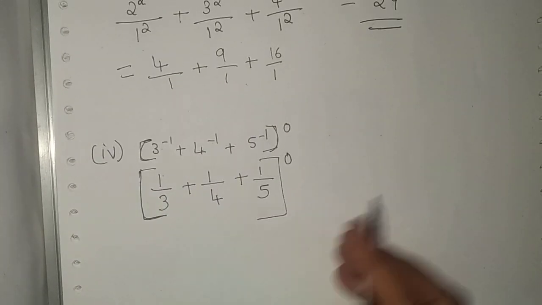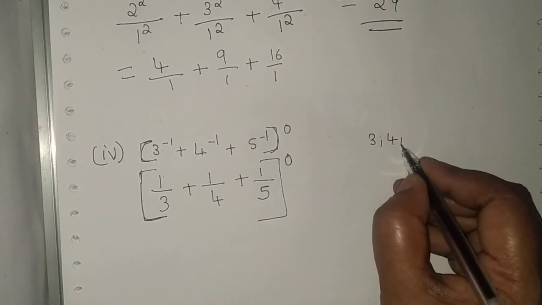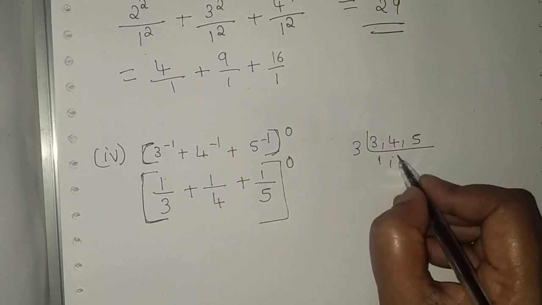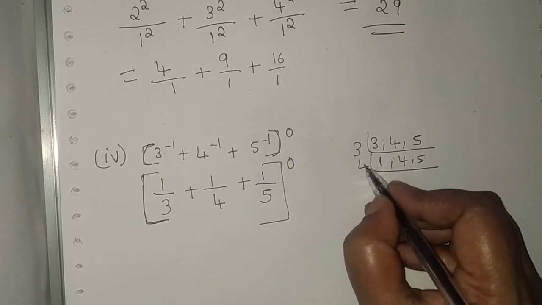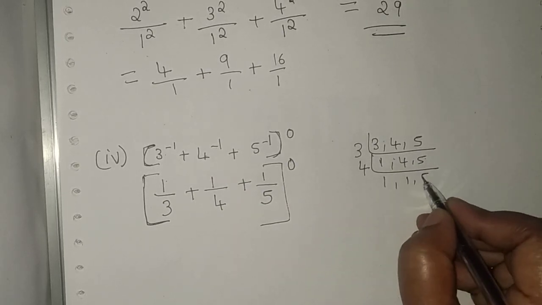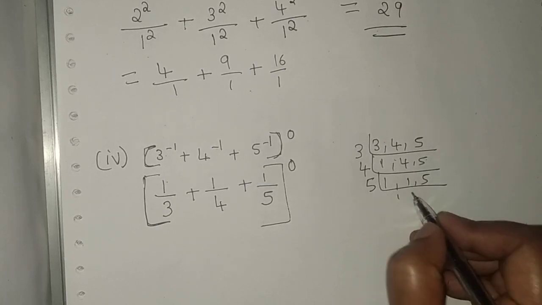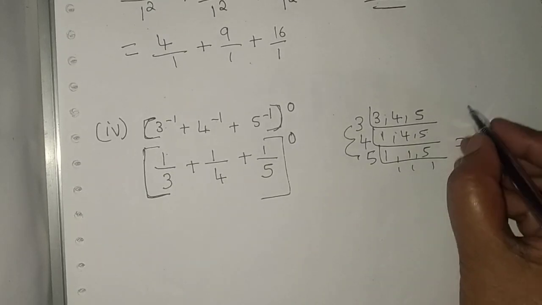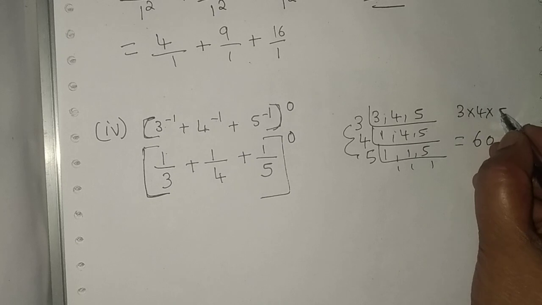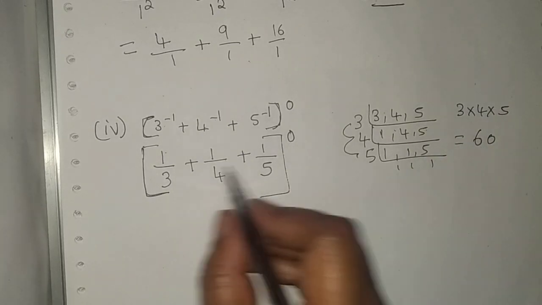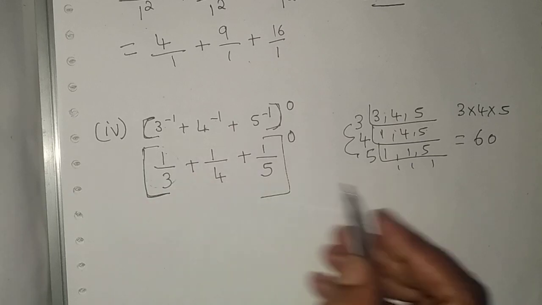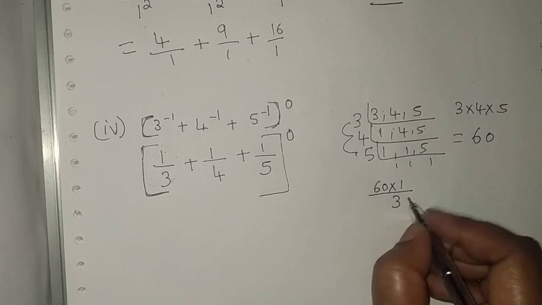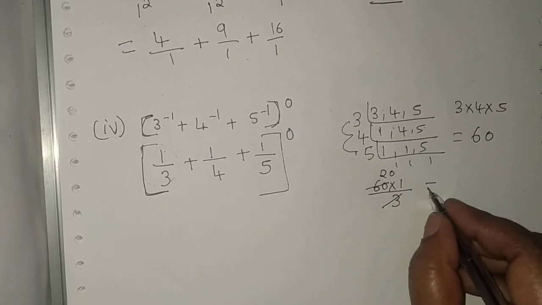Now take the LCM. So how to take the LCM? Take 3, 4, 5. 3 is again 1, 4 we take 1, and 5 we take 1. So multiply all of these, and we get 60. That is 3 into 4 into 5, which is 60. So how to find the numerators? First take this part, 1 by 3: 60 into 1 by 3. 3 twenties are 60, so first we got 20.